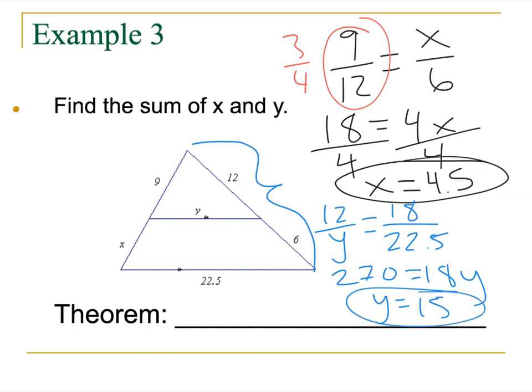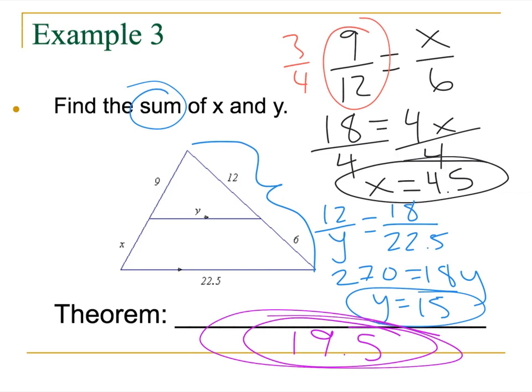But remember, my actual answer is the sum. I got to add those together. So 15 plus 4.5 is 19.5. There is my final answer. And the theorem we use there, side splitter, along with similar triangles, right?